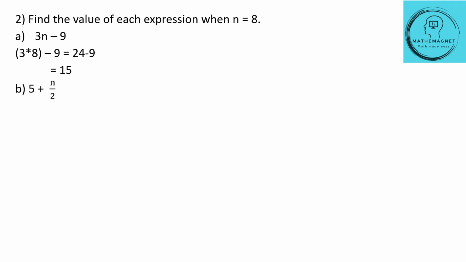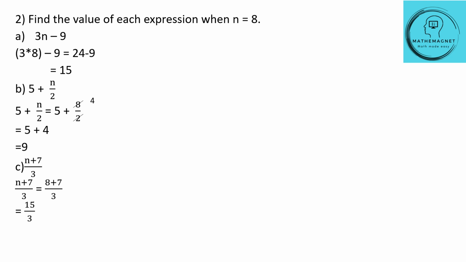Now question B. 5 plus n by 2. Now we will replace n by 8. So it will be 5 plus 8 by 2, which is equal to 5 plus 4, which is equal to 9. C. n plus 7 by 3. Now we will replace n with value 8. So it becomes 8 plus 7 by 3, which is equal to 15 by 3, which is equal to 5.